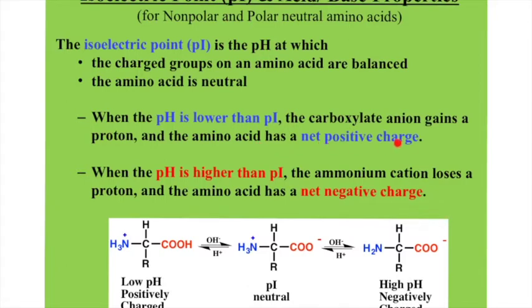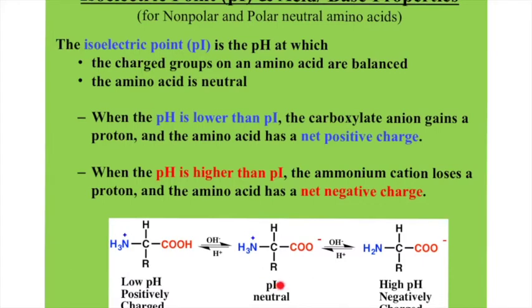Okay, when the pH is lower than the pI, then the carboxylate anion gains a proton and the amino acid has a net positive charge. Okay, when the pH is higher than the pI, than the isoelectric point, the ammonium cation loses a proton, and then the amino acid has an overall net negative charge. And so that's shown in this picture.